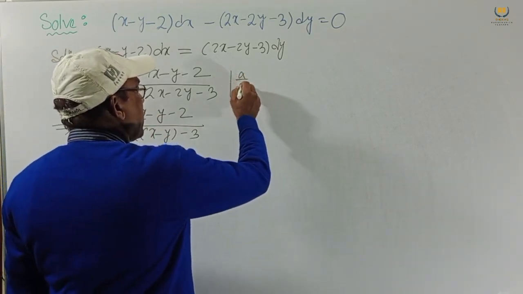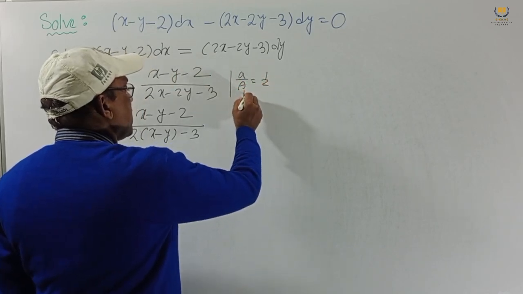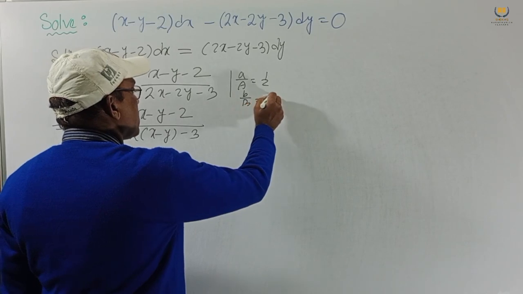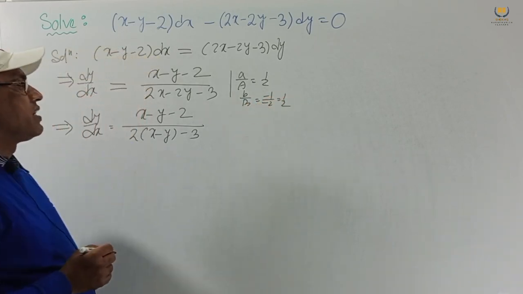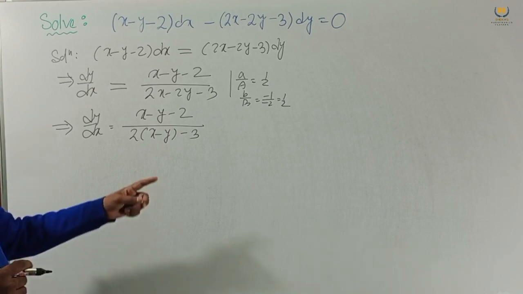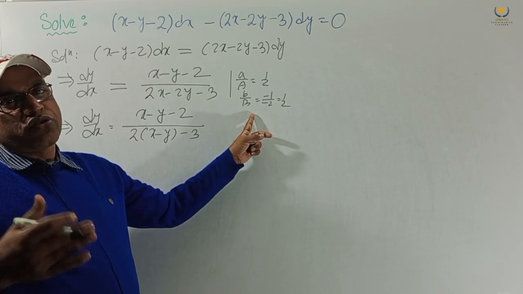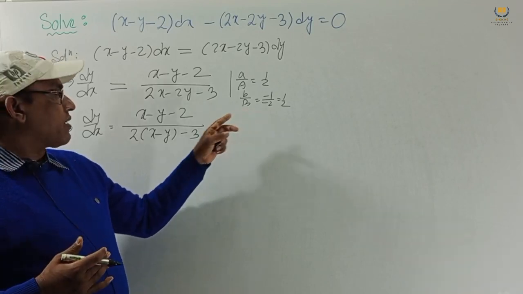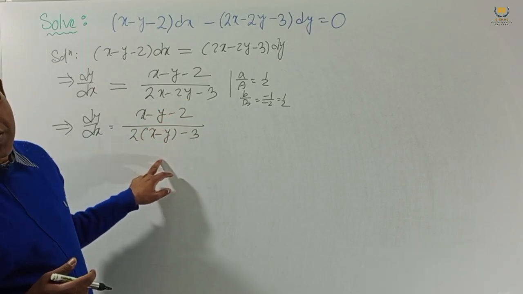If a by a equal to 1 by 2, b by b equal to minus 1 by minus 2, this is 1 by 2. If ratios are the same, then we have a common factor. First, we have to find the common factor. The common factor is x minus y. Taking 2 common, x minus y.